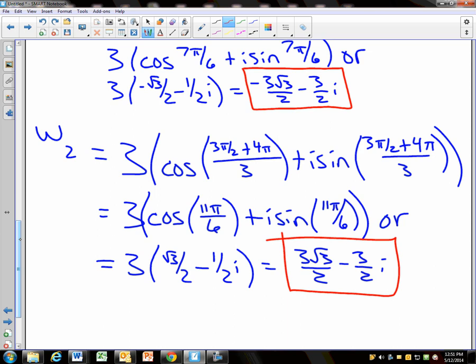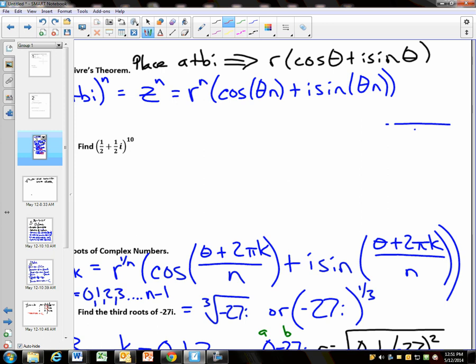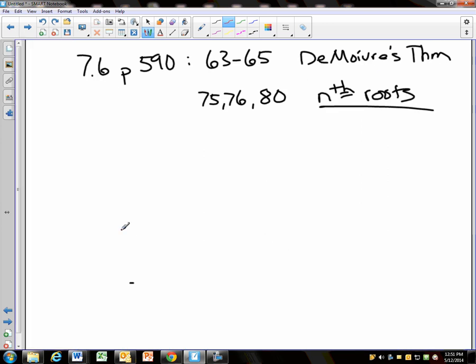All right, so again, if you multiply this by itself 3 times, you get negative 27i. This by itself 3 times, you get negative 27i. And this by itself 3 times, you get negative 27i. We answered a very difficult question. Now, you could find the square root of i. It would be a piece of cake. So, here's your assignment. You guys are going to hate me when I do this. I only have 3 DeMoivre's theorem problems for you, and then I have 3 of the nth root ones for you.